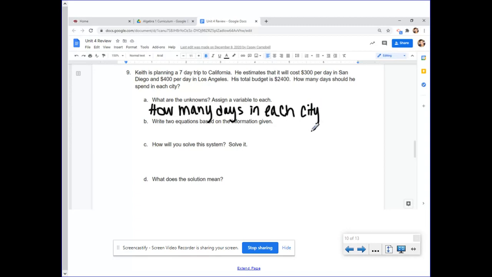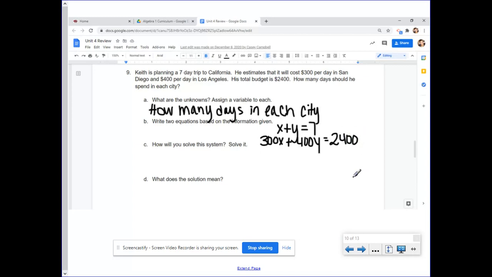Then it says write 2 equations based on the information given. So the first equation is all about just how many days you're going. We're going to 2 different cities. So that would be x plus y, and we're going for 7 days total. That's our first equation. Our second equation is all about the cost of that. So 300x, and then it says it costs $400 a day in Los Angeles, and that would equal $2,400 total. So those are the 2 equations.